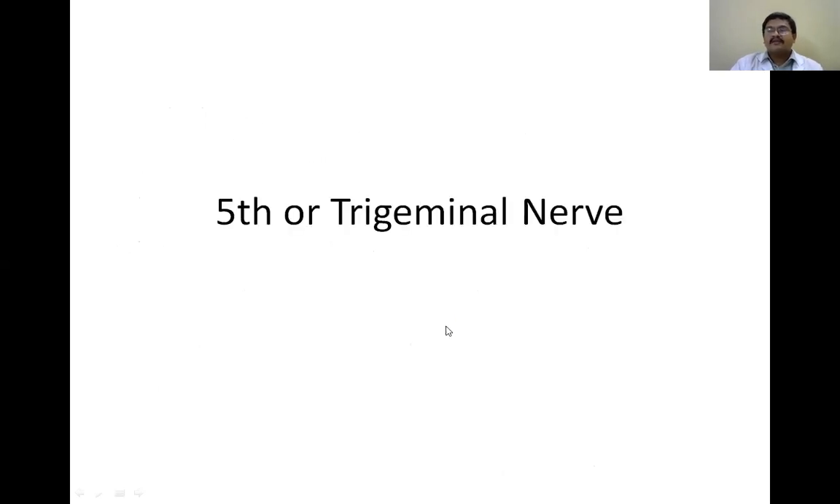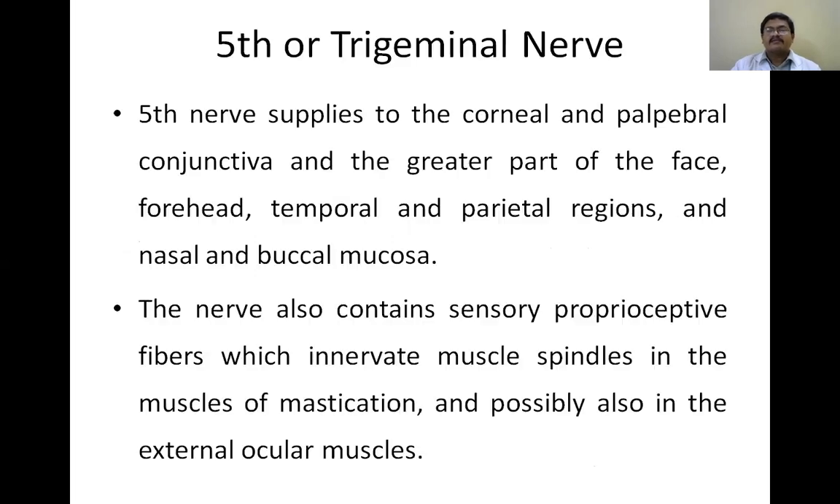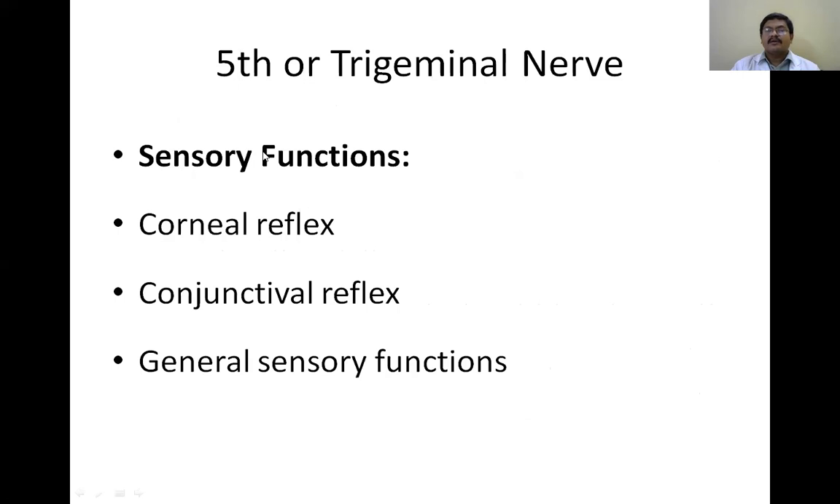The next nerve is the trigeminal nerve, the fifth cranial nerve. It is a mix of both sensory and motor components. The fifth nerve supplies the cornea and the palpebral conjunctiva and a great part of the face: forehead, temporal region, parietal regions, nasal and buccal mucosa. The nerve also contains sensory proprioception fibers innervating the muscle spindles in the muscles of mastication, and also proprioception from the extraocular muscles. For the sensory function, the corneal reflex, the conjunctival reflex and general sensations will be tested.